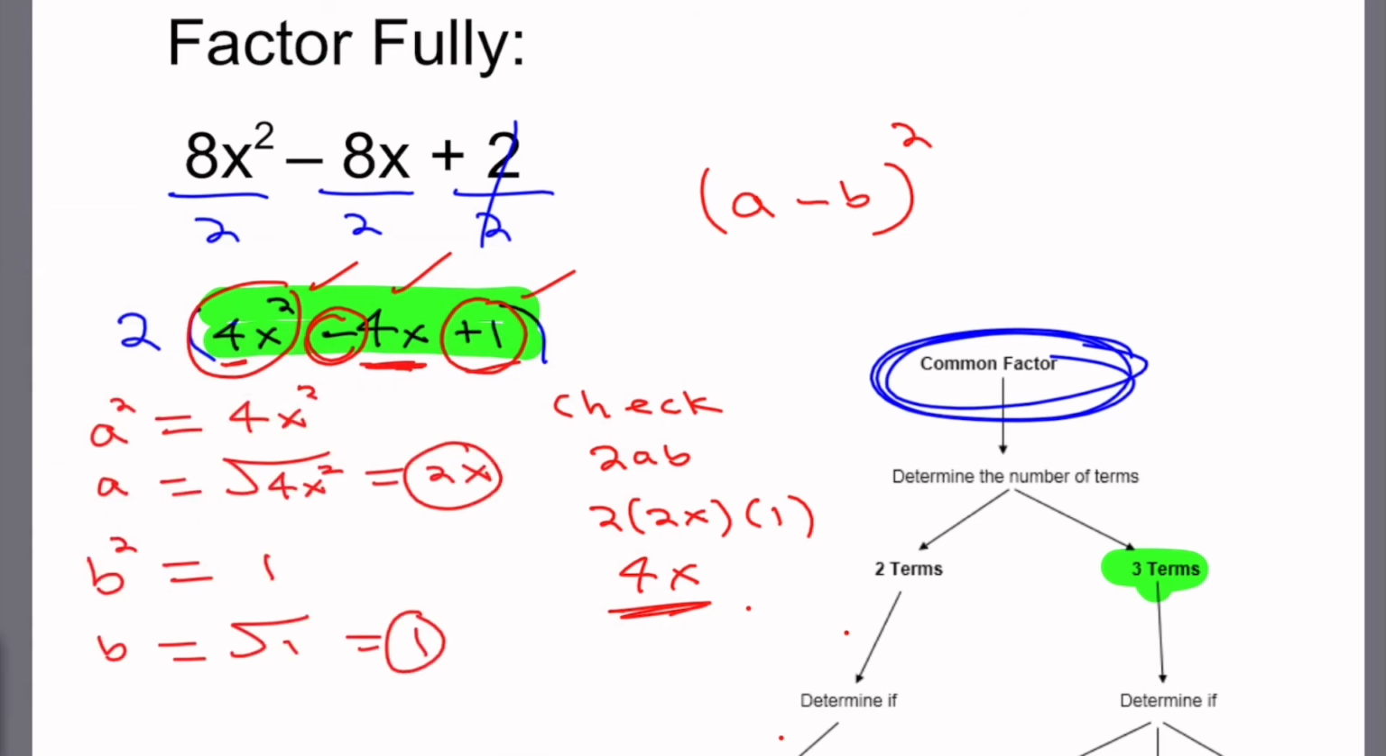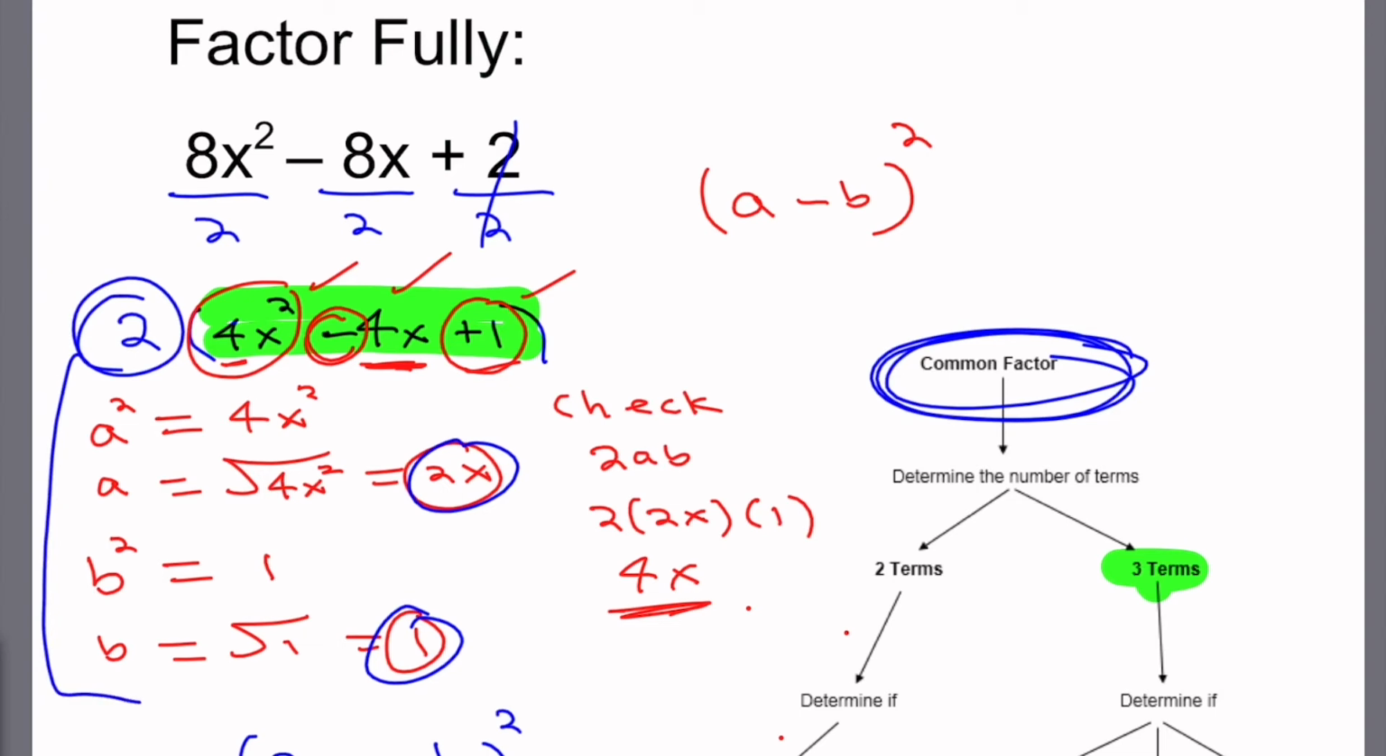So our a value is 2x. We're going to get a minus, and our b value is 1. Square this bracket. And last thing, don't forget that 2 that we took out from the very beginning. Just put a 2 there. And there is our fully factored answer, right? As soon as you factor it using any of these 3 methods, or any of these bottom 4 methods, really, you can't go any farther. That's as far as you get. So 2 times (2x minus 1) squared.